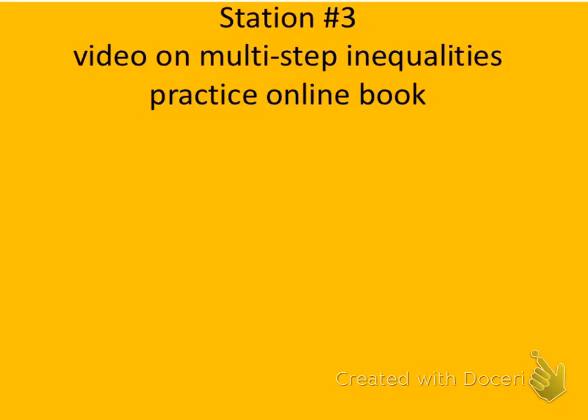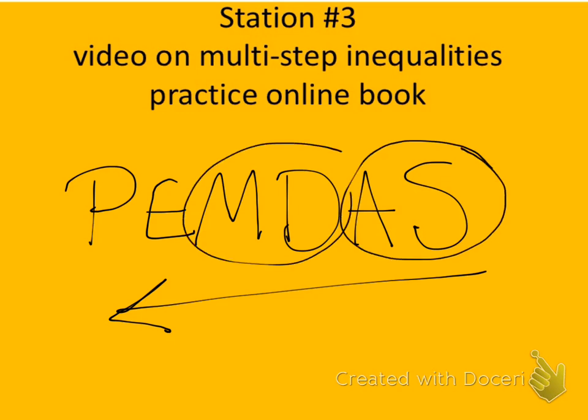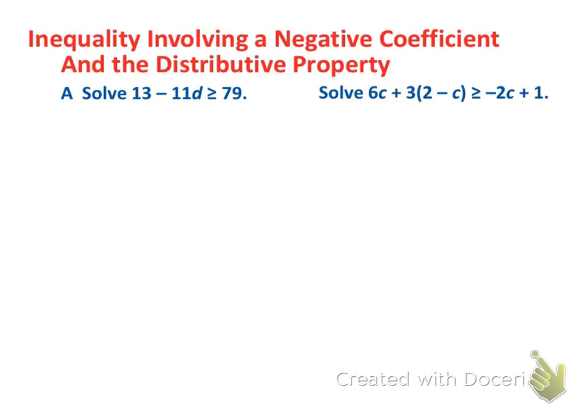Okay guys, now that you have the basics of how to solve inequalities, we're just going to go over a few examples on multi-step inequalities. Now what I want you to really remember here is when we solve an equation, we always make sure that we follow PEMDAS backwards, meaning that we always start with the addition and subtraction and then move to the multiplication and division. So in a multi-step equation, you have to remember that. So let's look at a few examples.